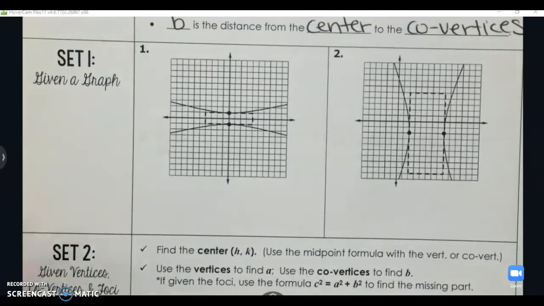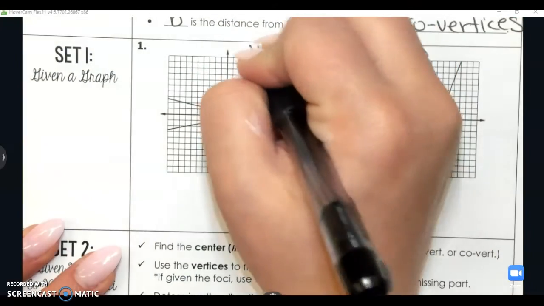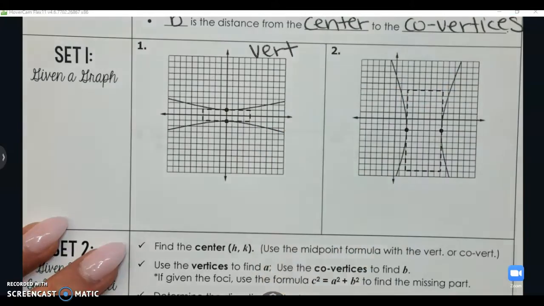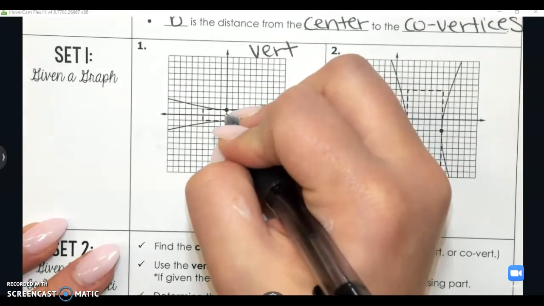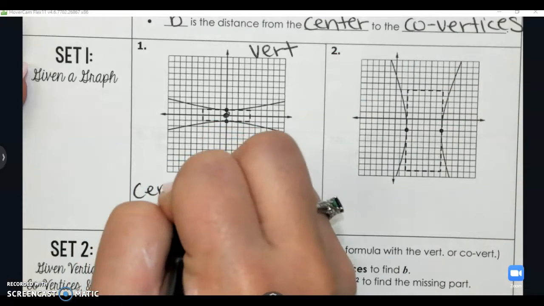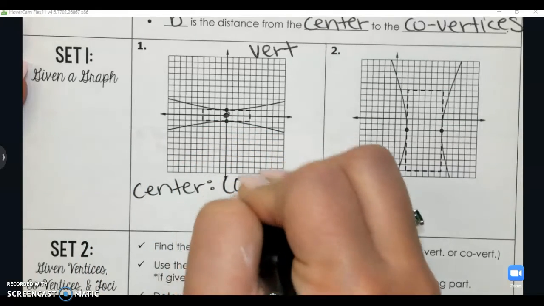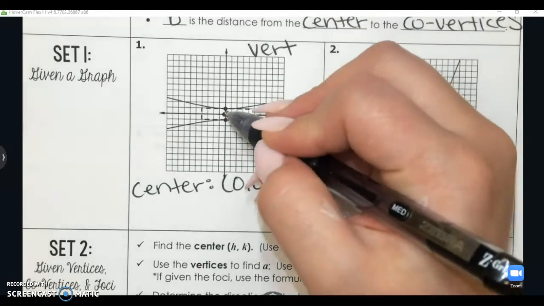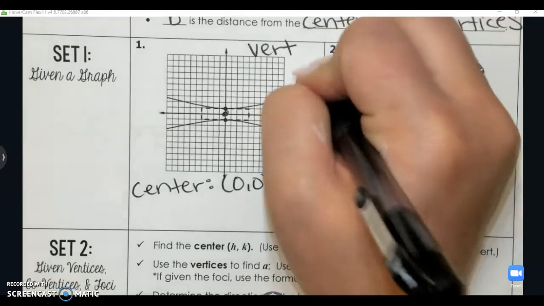Let's look at number 1. This hyperbola is open up and down, which means it's vertical. And then we're given the 2 vertices. Now from my vertices, I can find my center because that's going to be the midpoint. And for this particular hyperbola, the center is going to be at the origin. Then my distance from the center to each vertex tells me a. And it's 1 away, so a is 1 for this hyperbola.